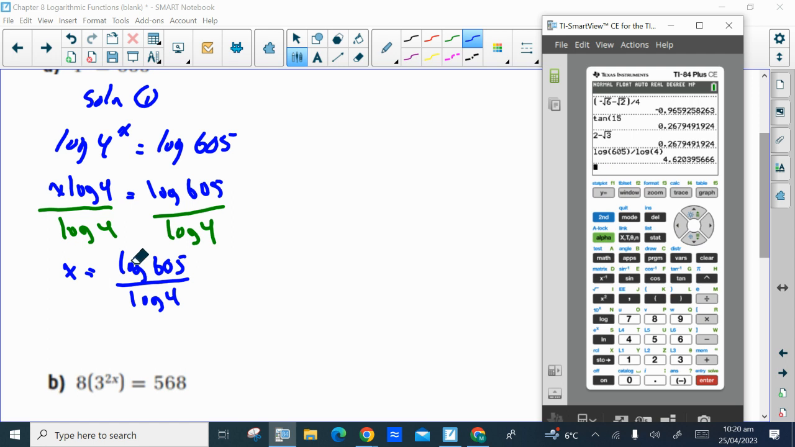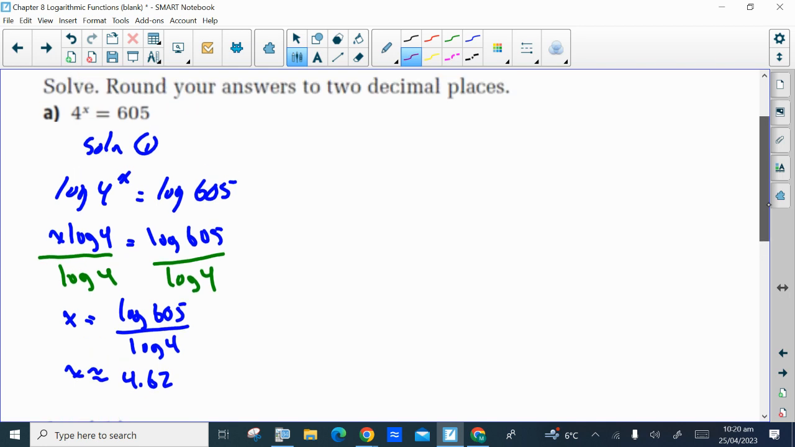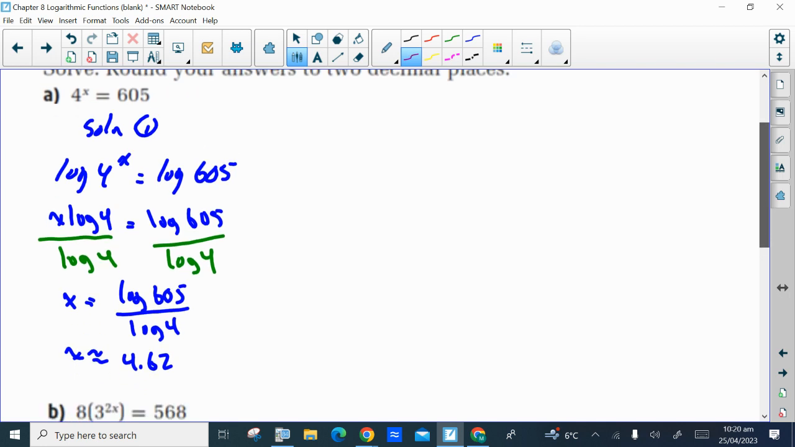So there is your answer as a decimal, which we will round to 2 decimal places, 4.62. But the expression above is the answer as an exact value. Log 605 divided by log 4 is the answer as an exact value. So that is one way to do this question. Take the log of both sides, use the power law, solve for x.